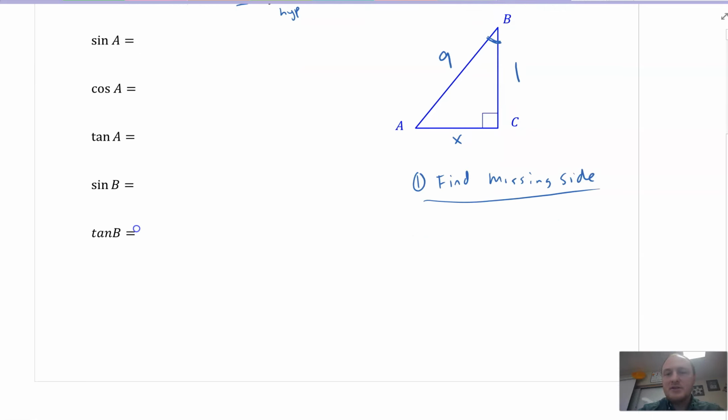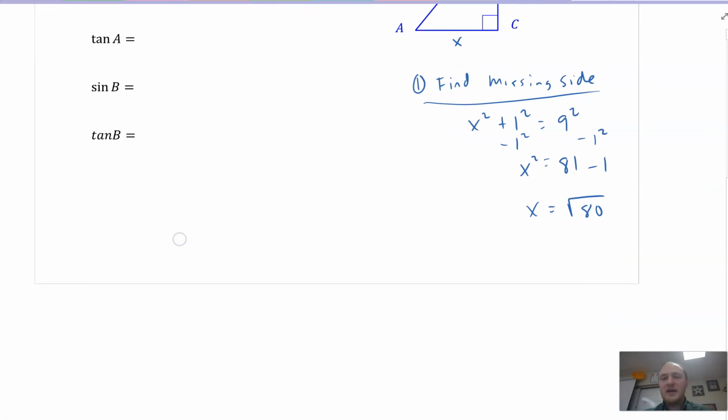Okay, so I have x squared plus 1 squared, which is just 1, is equal to 9 squared. So we have 81, right? I'll go ahead and subtract the 1 squared on both sides. Gives us x squared is equal to 81 minus 1. So x is equal to the square root of 80.